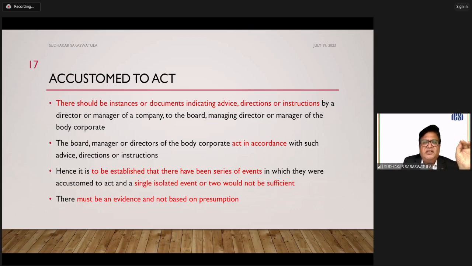So it is to be established that there has been a series of events. That particular advice or instruction should not be a one-off transaction. When we say that the company is accustomed to act as per the instructions, there should be a series of transactions and events where such directions or instructions have been given and the company has complied with them. So single isolated events, one or two, would not be sufficient. And mere presumption will not work; there should be hardcore evidence. So the person who is alleging that the company is accustomed to act as per the instructions of some XYZ, the onus of proof depends upon him to establish that this company got accustomed to act as per the instructions.